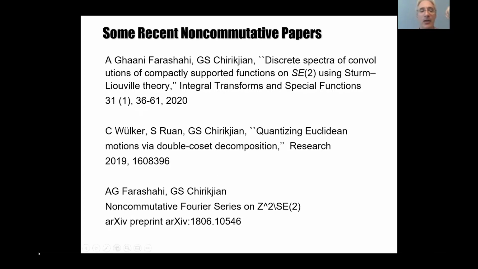And then again with Arash, we looked at, if you take the quotient of SE2 by the Z2 translation lattice, you get a compact object, and that compact object we can calculate Fourier series on. And so that's what this paper was about, which was rejected from several places we sent it to, but nevertheless, we'll keep trying. So it's on the arXiv.